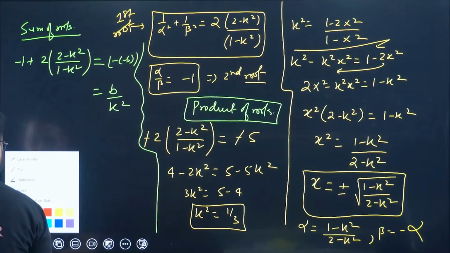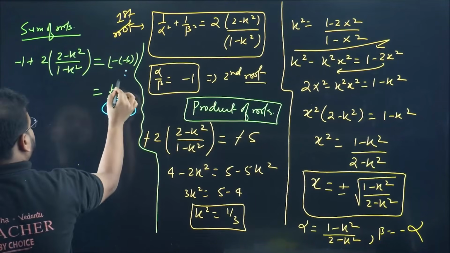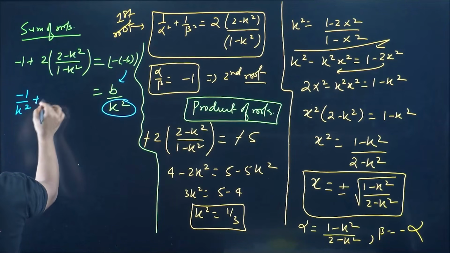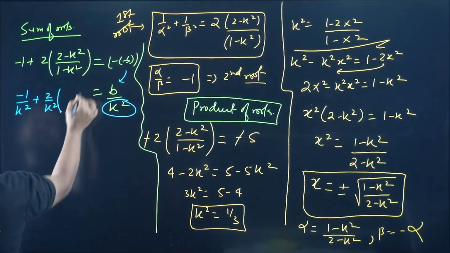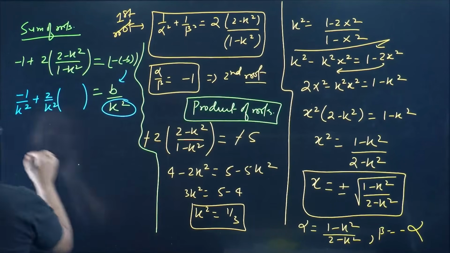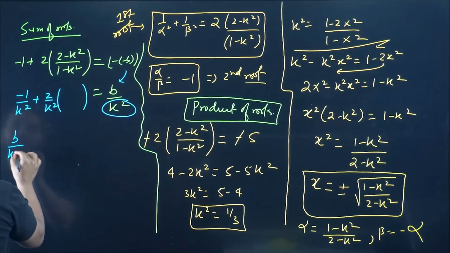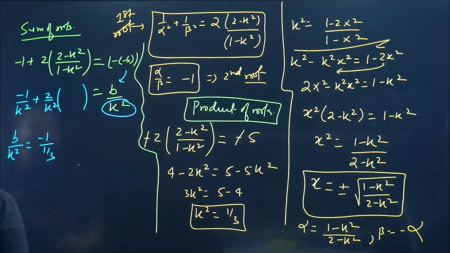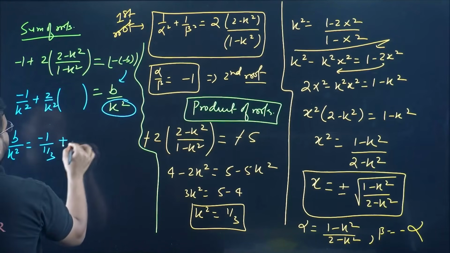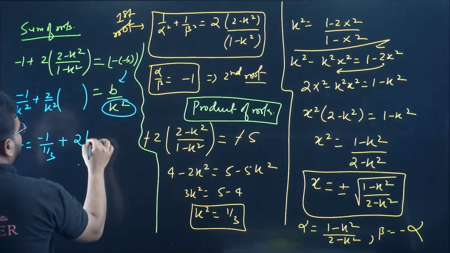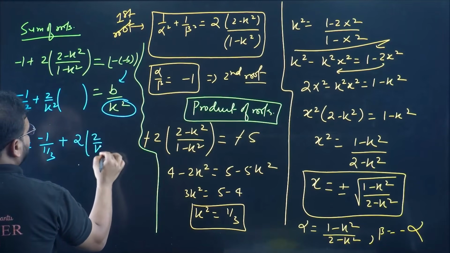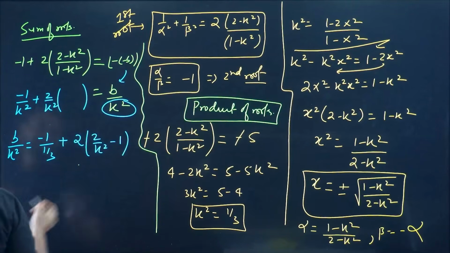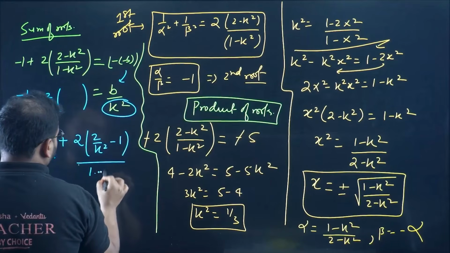I'm dividing this term by k square over here. I'll divide it here also, minus 1 upon k square. Here also I have to divide, plus 2 by k square. This whole bracket continues. I'll write it over here, b by k square, and simplification. I get minus 1 upon 1 by 3, first term. Second term, plus 2 times 2 by k square minus 1, and we get here 1 minus k square.